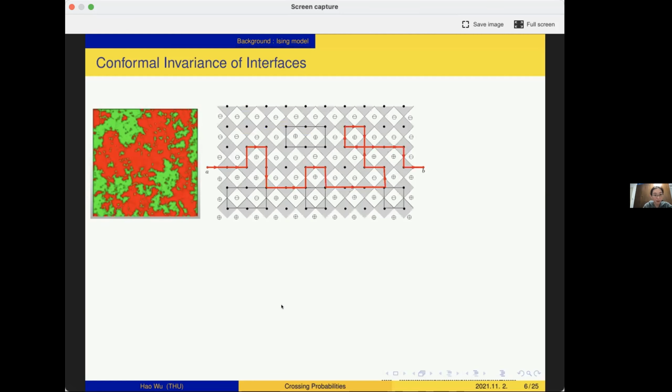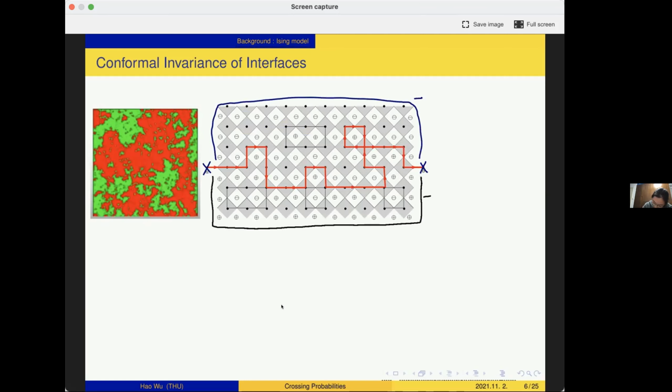Suppose we fix this rectangle, and we fix two boundary points A and B. We require all vertices on the boundary here to be minus, and all vertices on the boundary here to be plus. And then from A to B, we can draw an interface. The rule to draw this interface is that we always keep the plus sign to the right-hand side of the curve and the minus sign to the left-hand side of the curve. And in this way, we can draw this red curve. So this is a curve going from A to B.